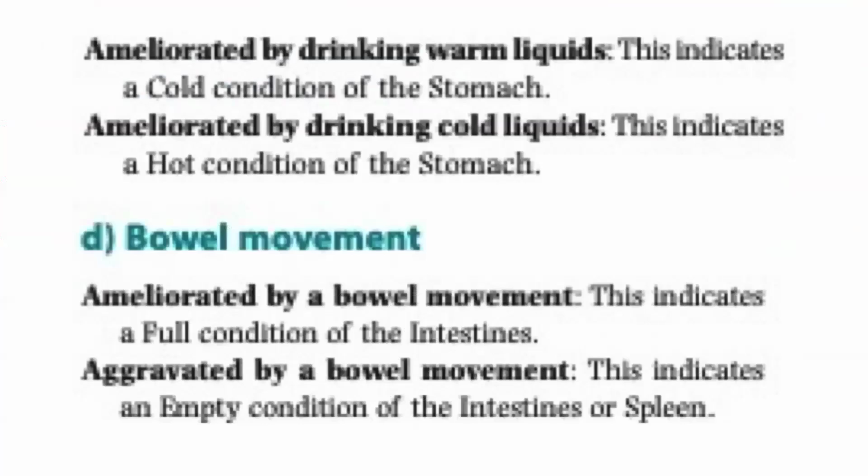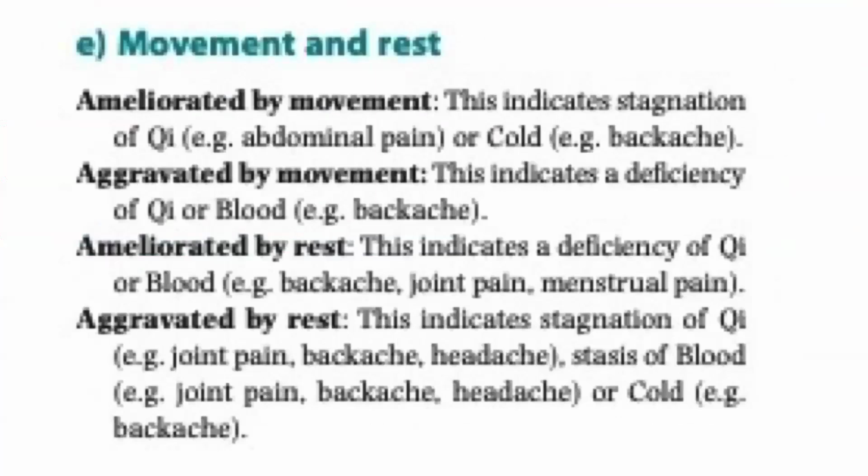If the pain is ameliorated by a bowel movement, this indicates a full condition of the intestines. If aggravated by a bowel movement, this indicates an empty condition of the intestines or spleen. Pain ameliorated by movement indicates stagnation of qi, for example, abdominal pain, or cold, for example, backache. Aggravated by movement indicates deficiency of qi or blood, like backache.